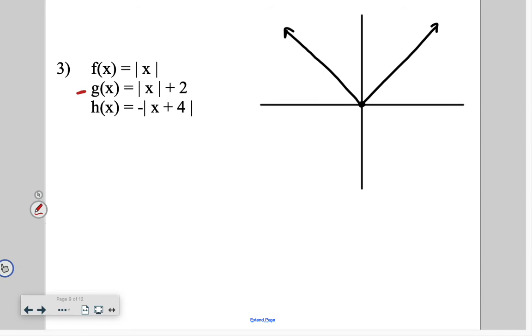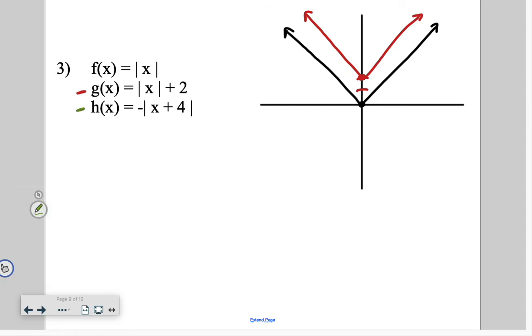g of x. What's going on here? What's the transformation that's happening for g of x? Yep, it moves up. Vertical because the plus 2 is outside of the absolute value. It's not grouped with the x, so it's got to be vertical. And it's a shift because we're adding 2 rather than multiplying. So all you have to do is move it up 2 units. There's the new vertex, and now I can sketch in the same basic graph. Okay, that's the only transformation going on there.